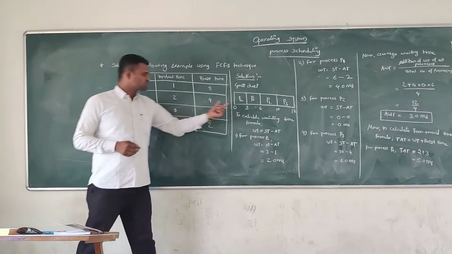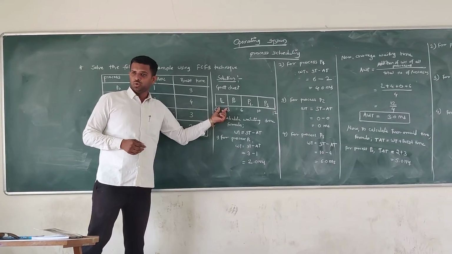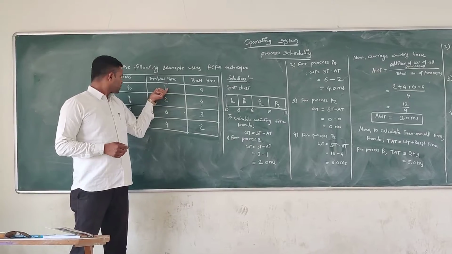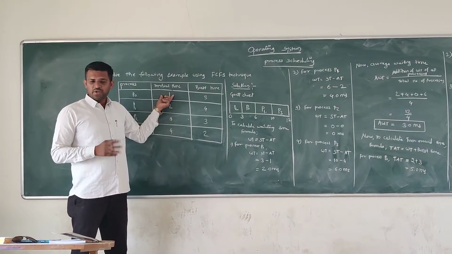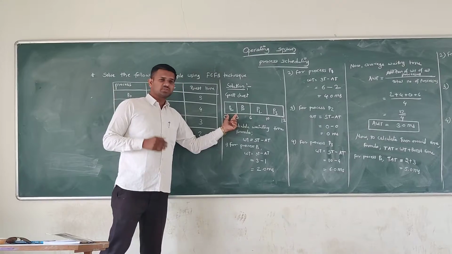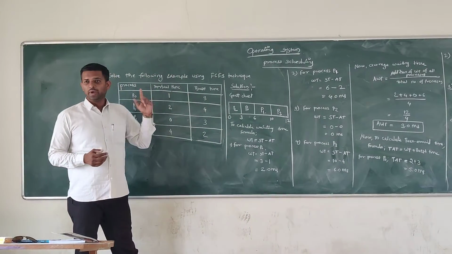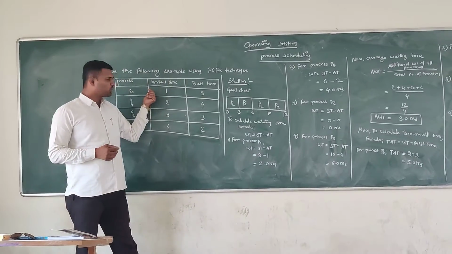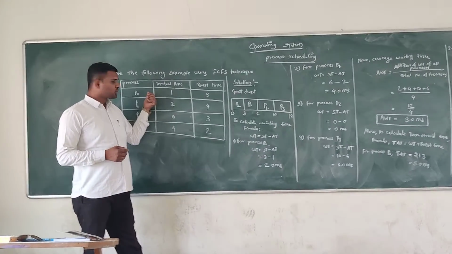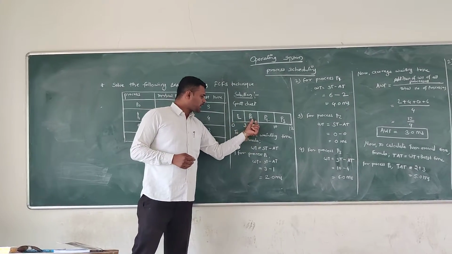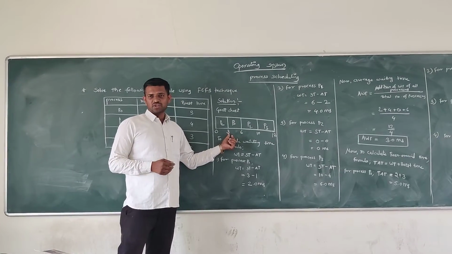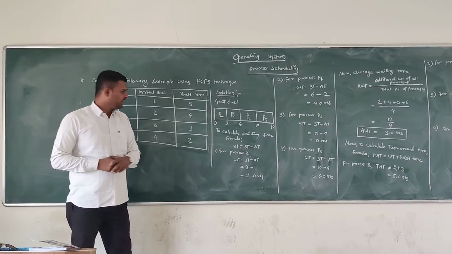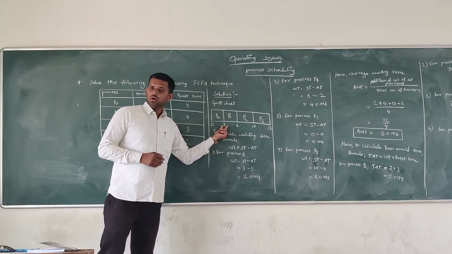Whenever process P2 is executing by the CPU, by the operating system, at the same time process P0 has arrived. That means when P2 is executing, process P0 is in waiting state. After completion of process P2, process P0 will execute. The starting time of process P0 will be 3 milliseconds, because all the resources and input output devices are made free at 3 milliseconds by the operating system.